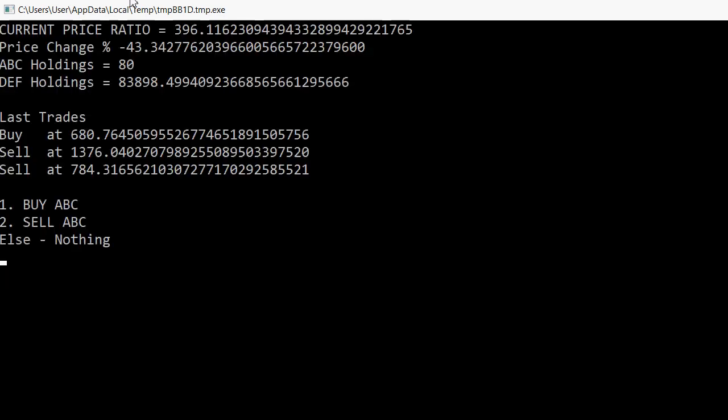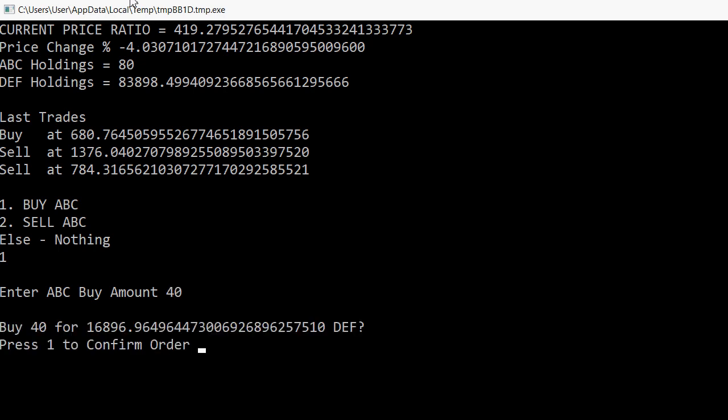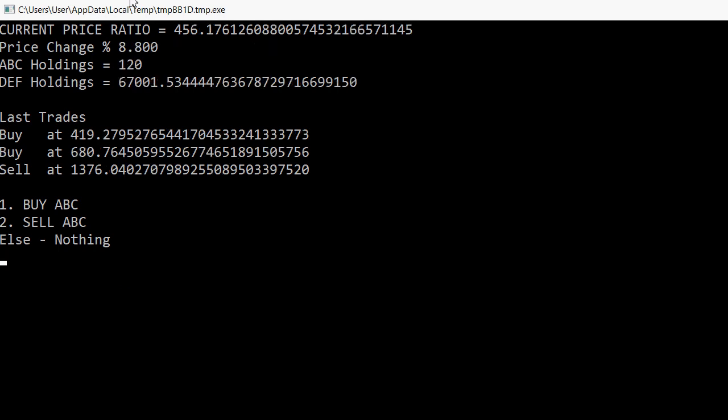So there we have 680. Oh, I missed it. I pushed it twice and it came right back. That's okay. Well, let's go lower. Let's buy 40 here. That would cost 16,000. I could even buy a bit more, but over that 120 number, ratio at 456, 530.